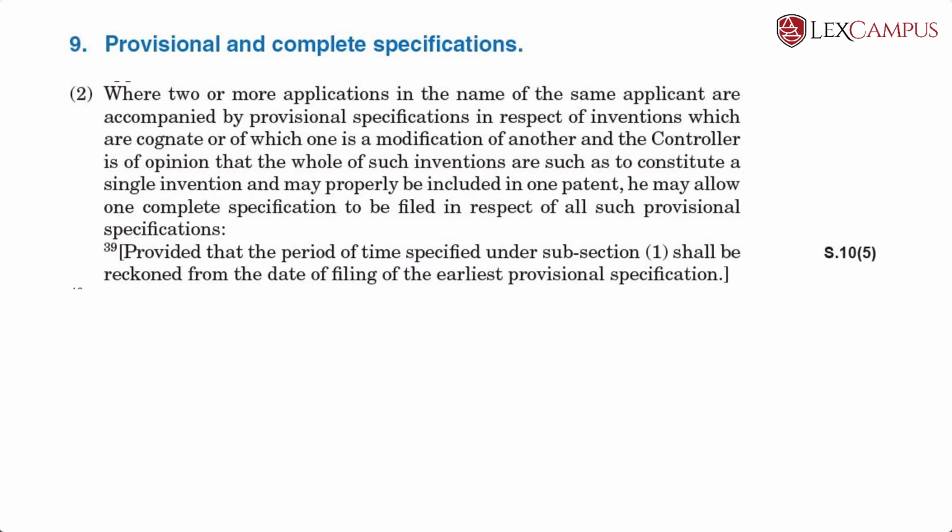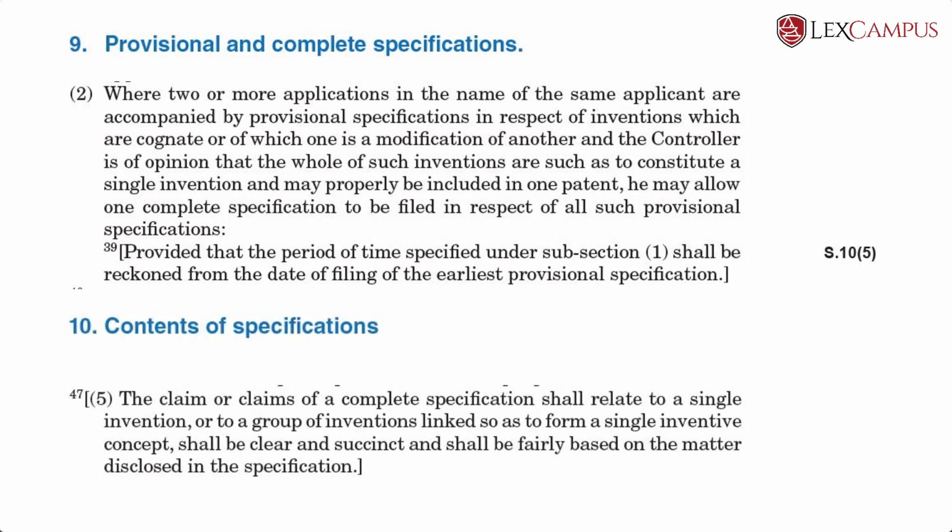9(2) says where two or more applications in the name of the same applicant are accompanied by provisional specifications in respect of inventions which are cognate or of which one is a modification of the other, and the controller is of the opinion that the whole of such inventions are such as to constitute a single invention and may properly be included in one patent, he may allow one complete specification to be filed in respect of all such provisional specifications, provided that the period of time specified in subsection 1 shall be reckoned from the date of filing the earliest provisional specification. There has to be a cross reference to this to section 10(5).